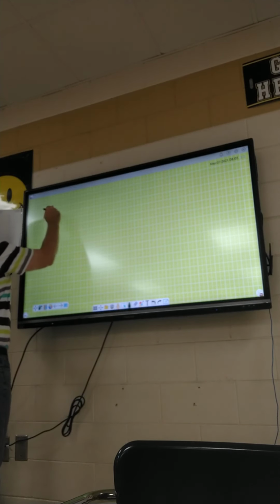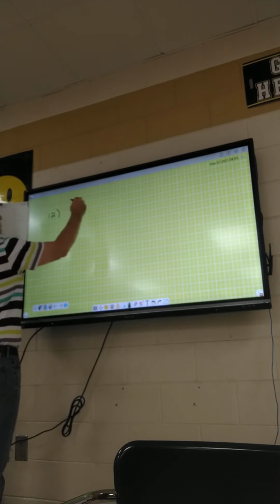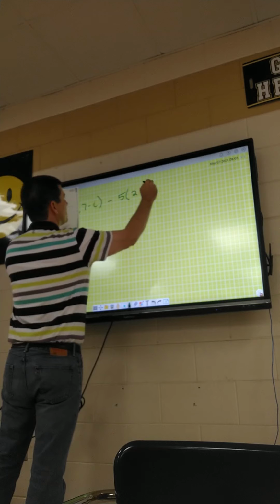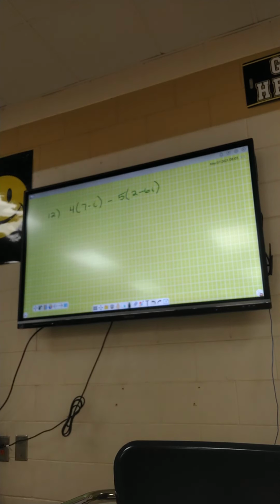Now 12 we did yesterday. 12 is definitely on the final. I just put it on there. All right, y'all should know how to do this one from yesterday. Go ahead. First step is distribute. Then add up like terms, see what you get. That is almost identical to a problem I just put on the final.